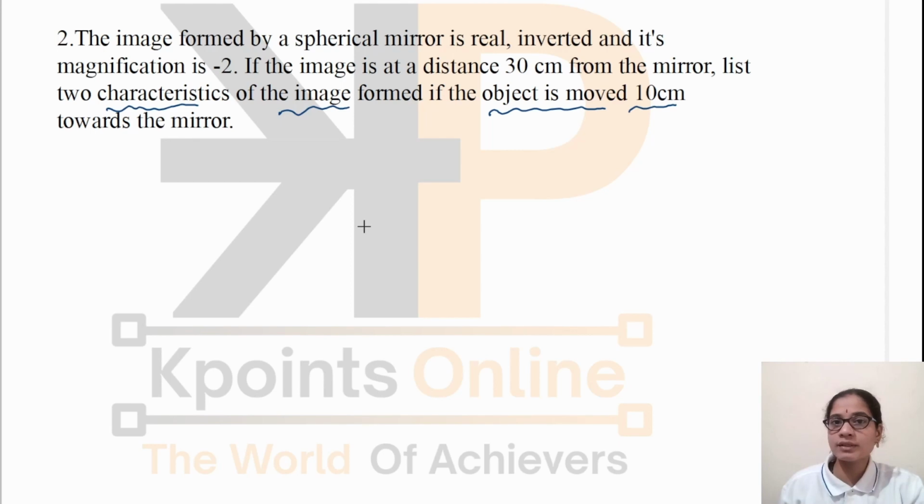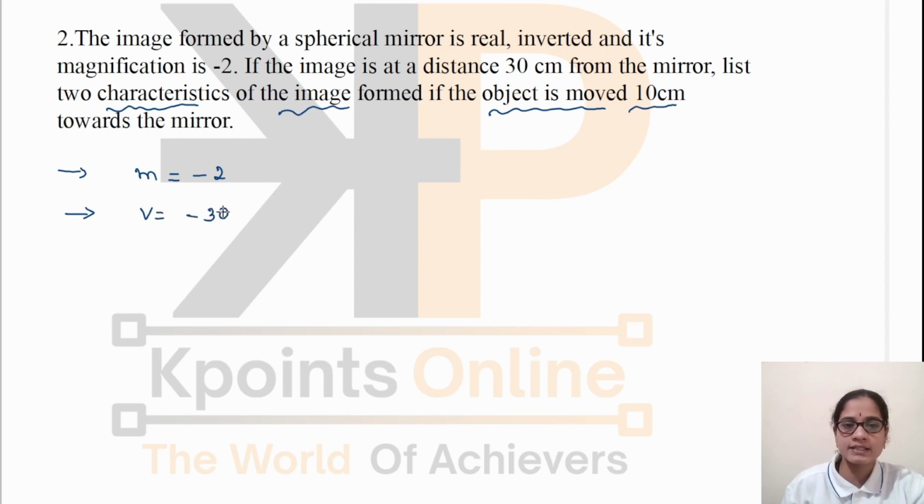Actually, we don't know the exact position of the object now. So, first we need to find the position of the object for this. Yes. What are the given quantities? They have given magnification is equal to -2. And also they have mentioned the image distance here. v is equal to -30 centimeter. Why have we taken minus here? Because this image is real, which means it is formed on the left side of the mirror.